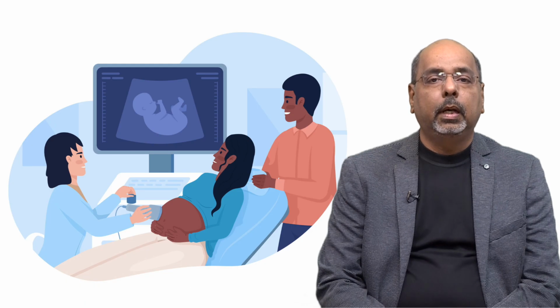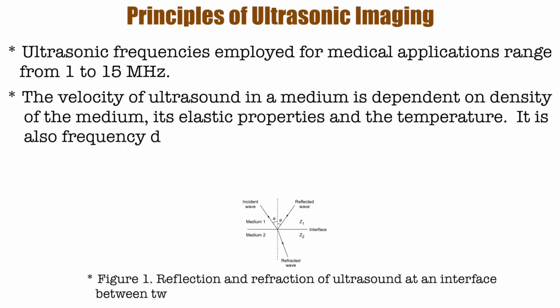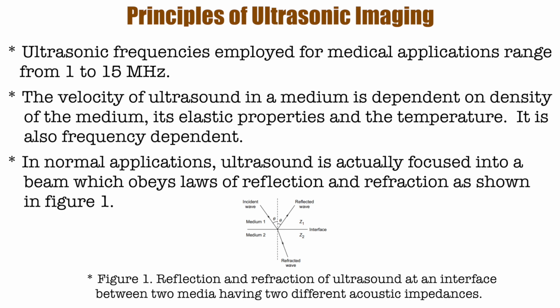Now next, I am going to explain principles of ultrasonic imaging. Ultrasonic frequencies employed for medical applications range from 1 to 15 megahertz. The velocity of ultrasound in a medium is dependent on density of the medium, its elastic properties and the temperature. It is also frequency dependent.